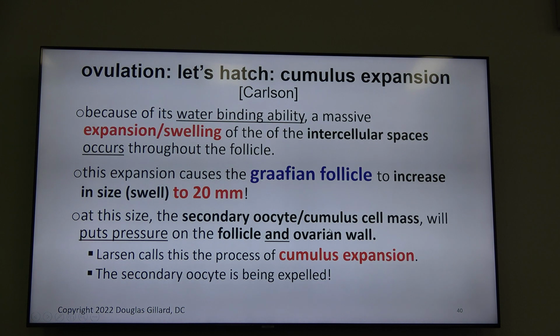The secondary oocyte and the mass, the pressure of it getting that big, starts to put pressure on the follicle and the ovarian wall as well. Because by this time it's docked right against the ovarian wall, and it's putting so much pressure that the ovarian wall is starting to get a bump on it. Larsen calls this the cumulus expansion phase.